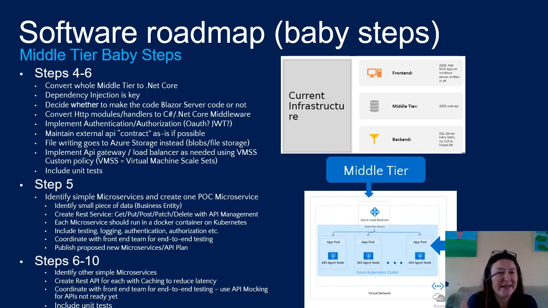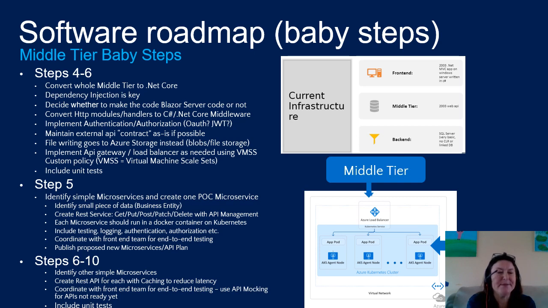And the other key part of changing your middle tier in this way is to include unit tests so that you can always check that your middle tier works when you check it in, when you make changes. Your unit tests have to pass before it can get into the next environment, like into staging, for example. So that's the first set of steps.